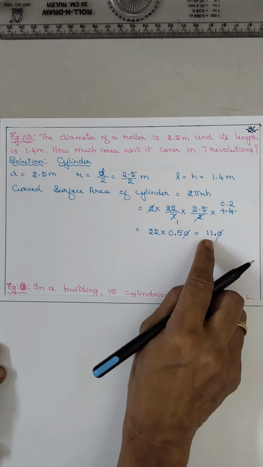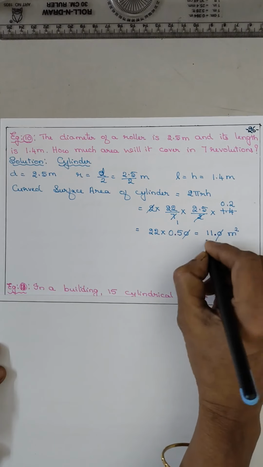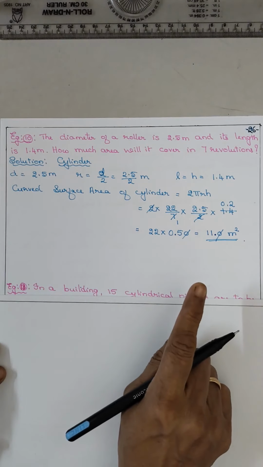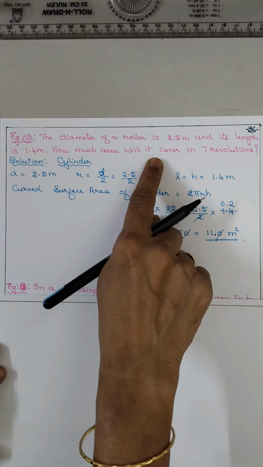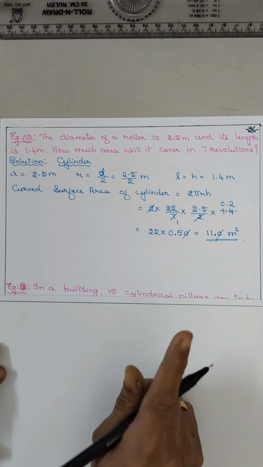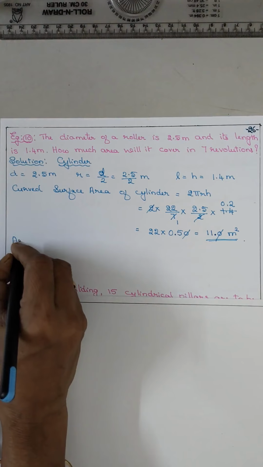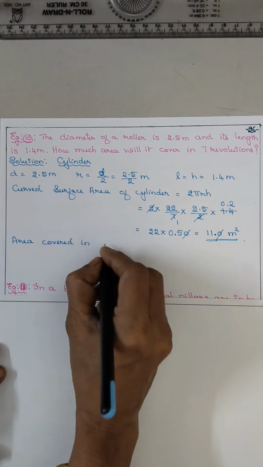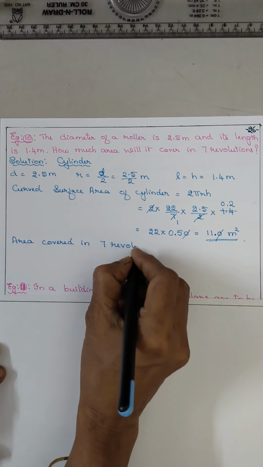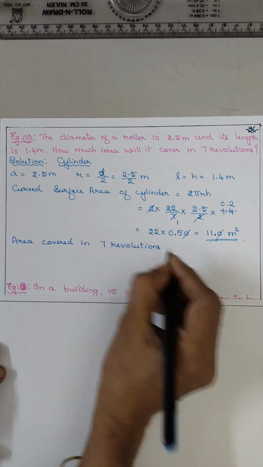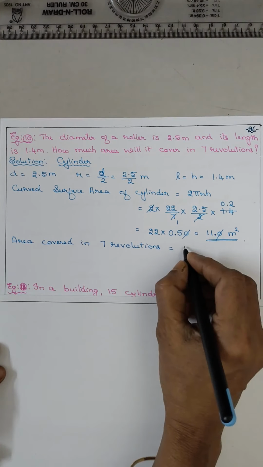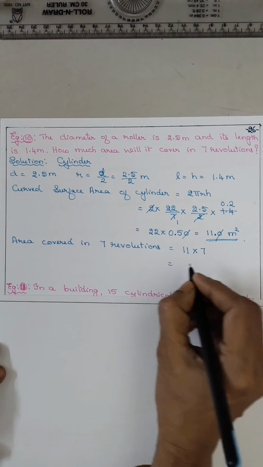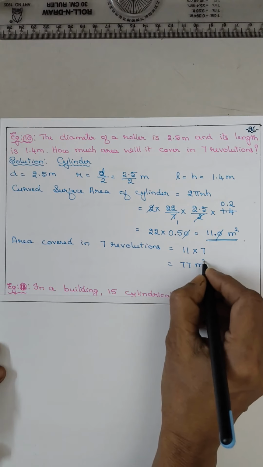So you got 11 meter square. This is the CSA of the cylinder. But now we have to find out the area it covers in several revolutions. So area covered in 7 revolutions is equal to 1 CSA. One time it is 11, but 7 times, so 77 meter square.